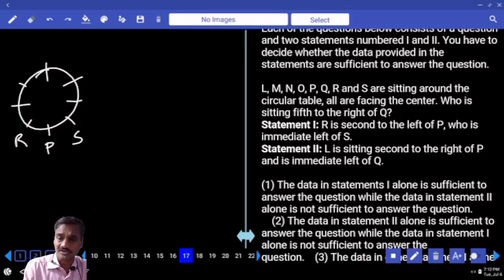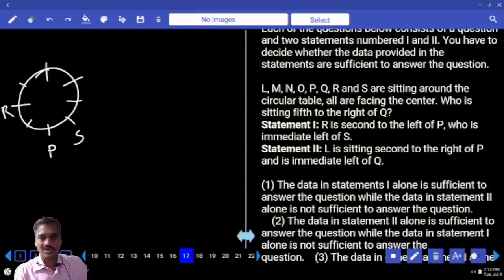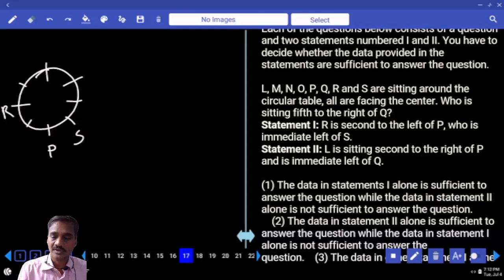R is seated second to the left of, where is this R? Now if P is here, R is seated second to the left of P, and P is to the immediate left of S. Then the question is, fifth right is uncle, then who is fifth to the right of him? We cannot decide as of now with alphabet. 1 alone is not sufficient.